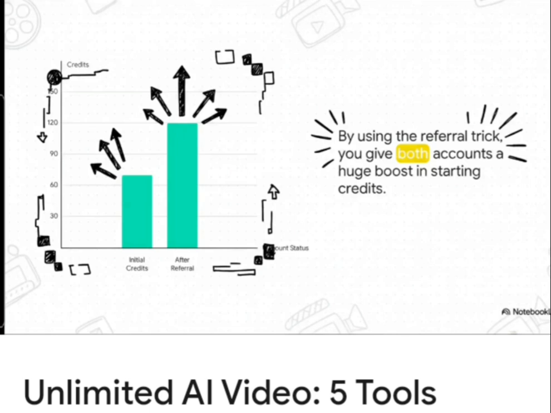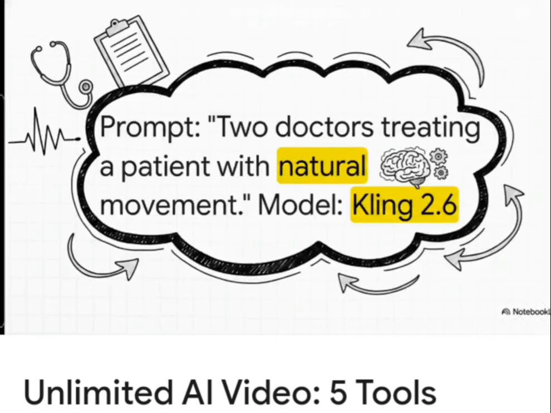And here's what that actually looks like. You start out with a pretty good 70 credits, but once you do that little referral trick, boom, both of your accounts jump all the way up to 120 credits. That is a ton of extra creating power to play with. So, what can you do with all those credits? Well, here's a perfect example.